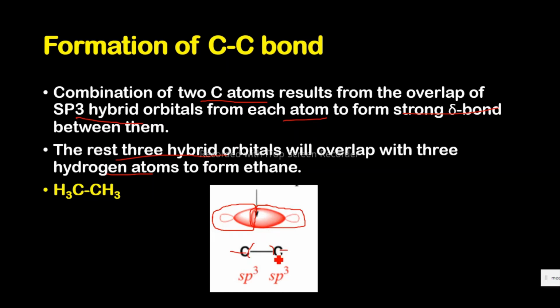which is strong enough. Now remember, there were four orbitals, but you are using one to overlap with another carbon atom. So it means you are leaving a balance of three. Those three on each carbon atom are the ones that will undergo orbital overlap with the three hydrogen atoms. As a result, you form the carbon-hydrogen bonds, and so you end up forming your ethane.